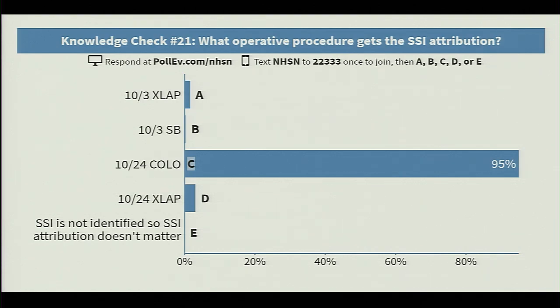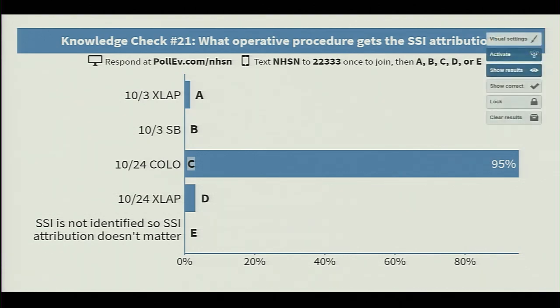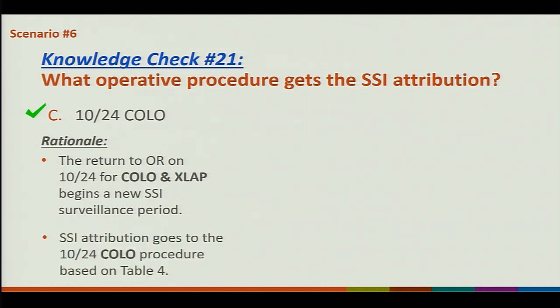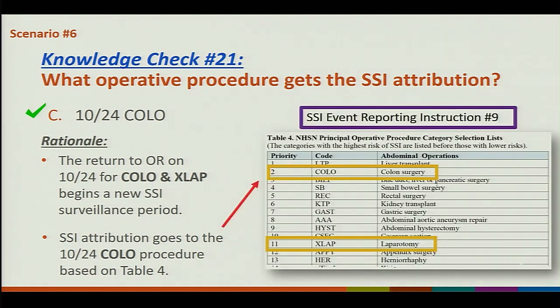Okay, I'm going to show the correct answer here, and let's see. The correct answer, 95%, great job. 10-24 colo is the procedure that gets the SSI attribution. So remember, the return to OR on 10-24 for the colo and XLAP began a new SSI surveillance period. So your attribution would go to that 10-24 colo procedure based on Table 4. It's not clear what procedure would get the attribution, and this is why you'd refer to Table 4, where colo is listed higher than XLAP in terms of level of risk. So that's why we would go with the colo procedure.